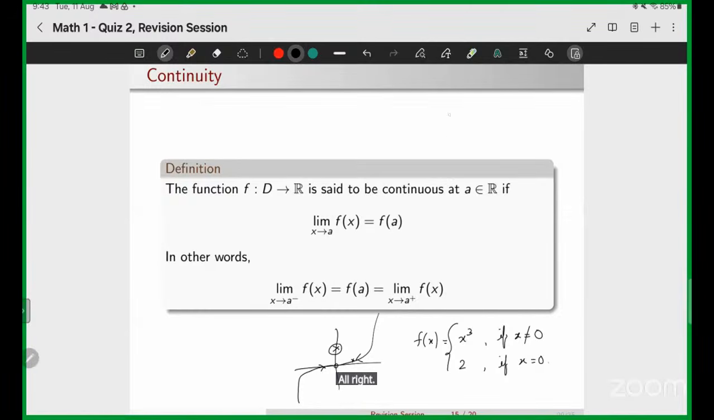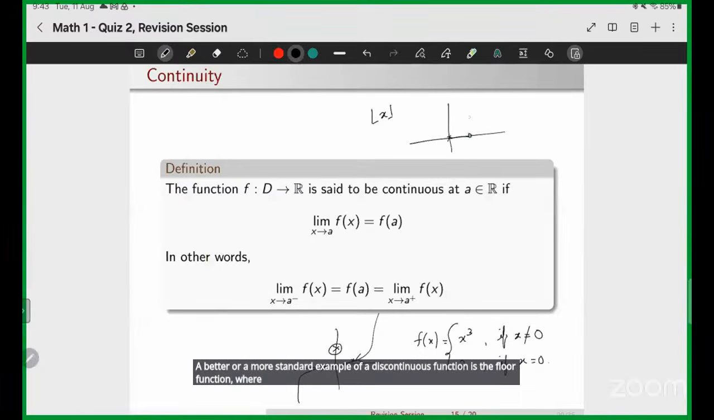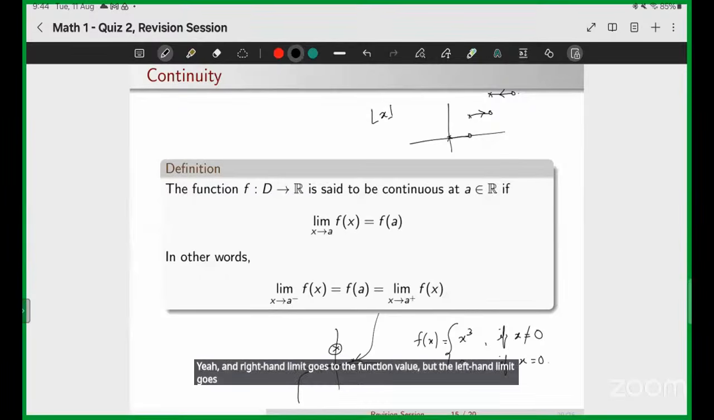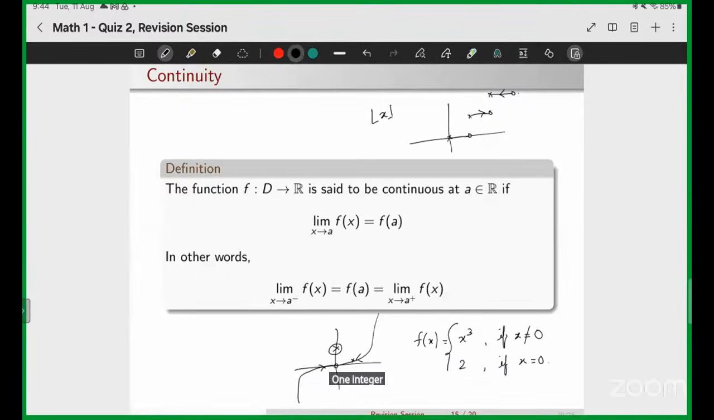A better or a more standard example of a discontinuous function is the floor function, where you have a graph diagram something like this. Every time, the right-hand limit goes to the function value, but the left-hand limit goes to one integer lesser than that. So these are very standard examples to understand continuity.